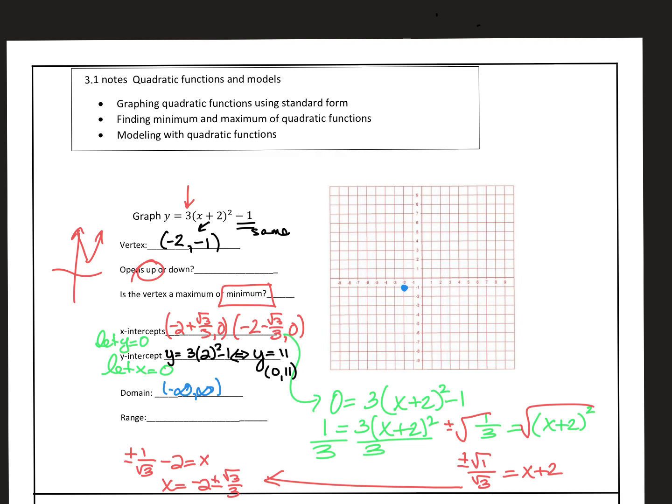My y-intercept is at 11, so it's up here. I have an axis of symmetry at x equals -2. So plot that other y value here. Sketch your graph.